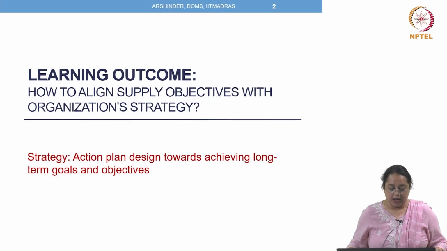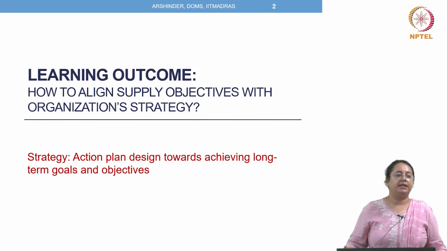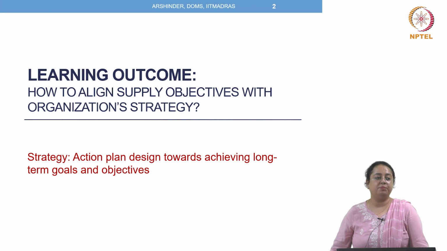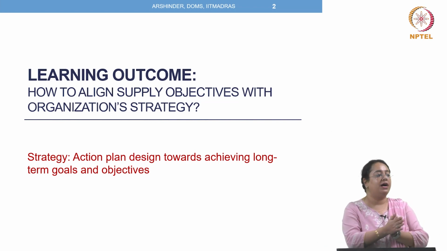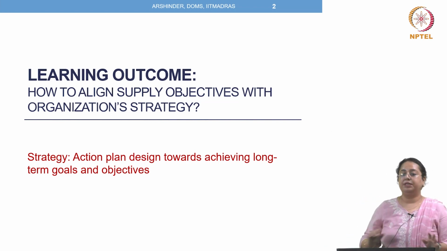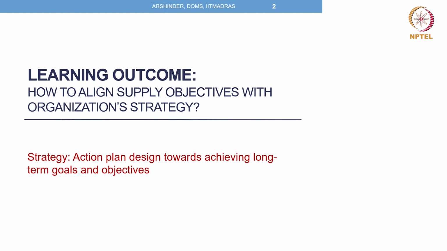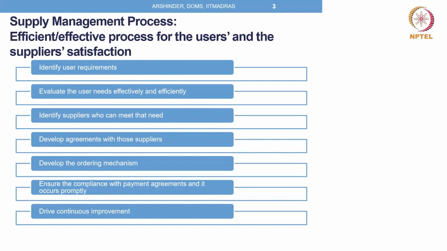We will now have another learning outcome in the strategic sourcing course: what should be the supply objectives, and, more important, how we would align them with the company's strategy. We all know what strategy is: an action plan designed towards achieving long-term goals and objectives and to be competitive in the market.